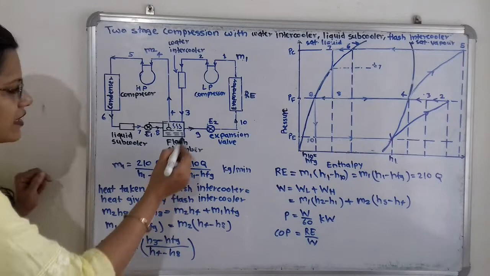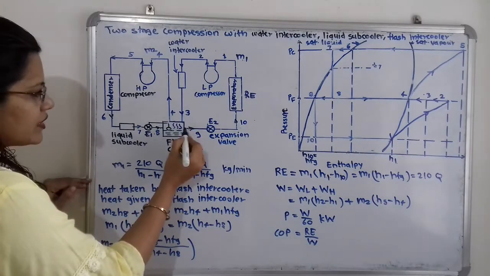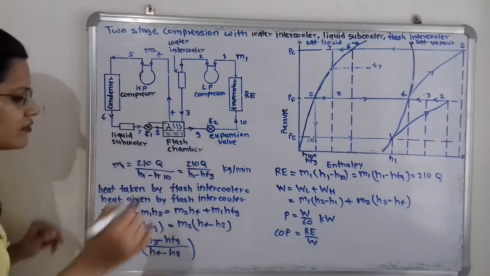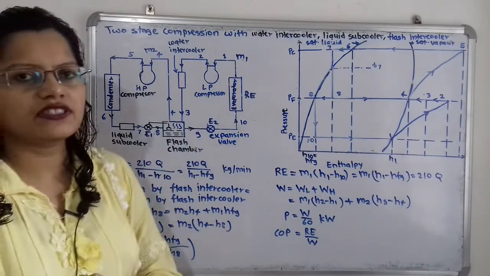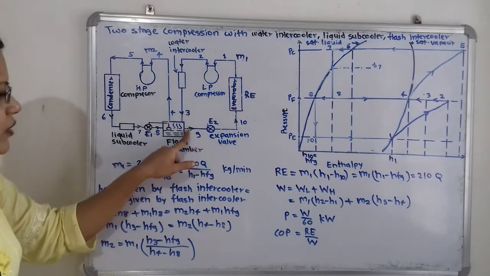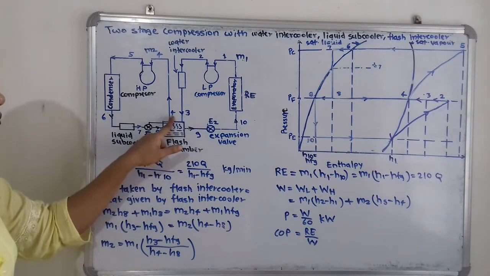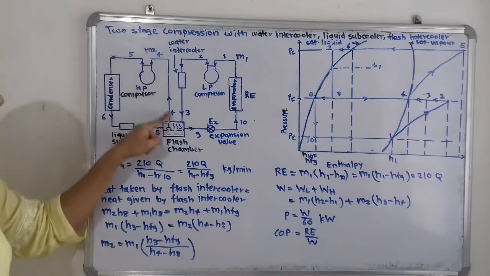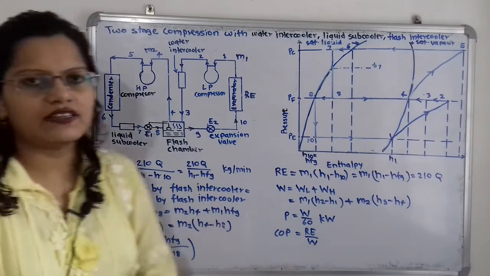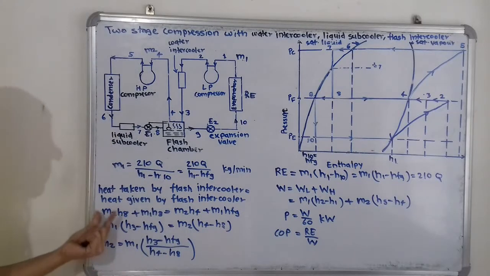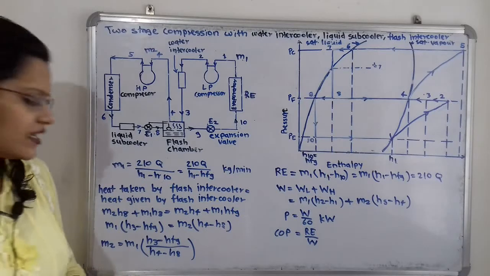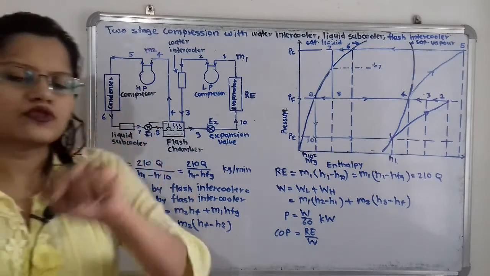So we have to write here the outgoing streams. From point 9 the mass of refrigerant is M1 and the enthalpy at point 9 is H9, so M1 into H9, plus at point 4 the mass is M2 into H4. So this is the formula that we can write. This is the equation in terms of M1 and M2, so we can write the mass M2 in terms of M1.